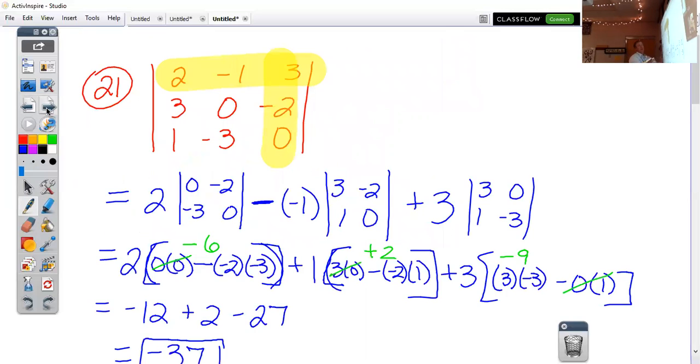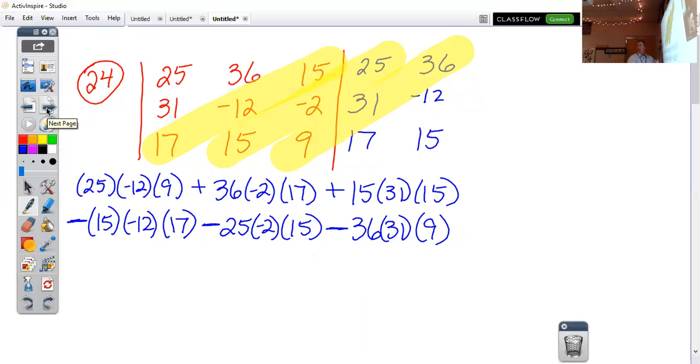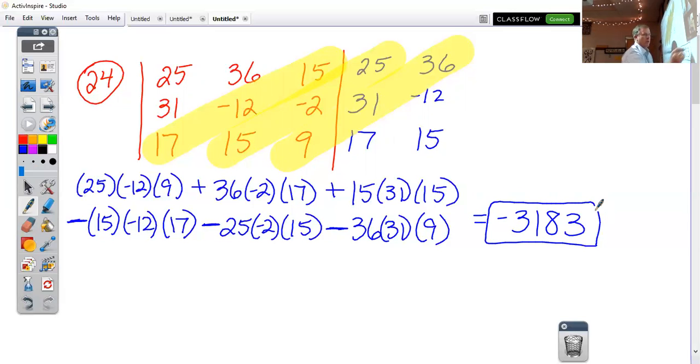So back to this way. Once you get all these, it's just simplifying. It's just putting all this in your calculator, and I literally write it all just like that in my calculator. Just make sure you don't miss a sign, and as long as you don't miss a sign, you should get it right. You should end up with negative 3,183. So if you don't get that, let me know and we'll talk about it.